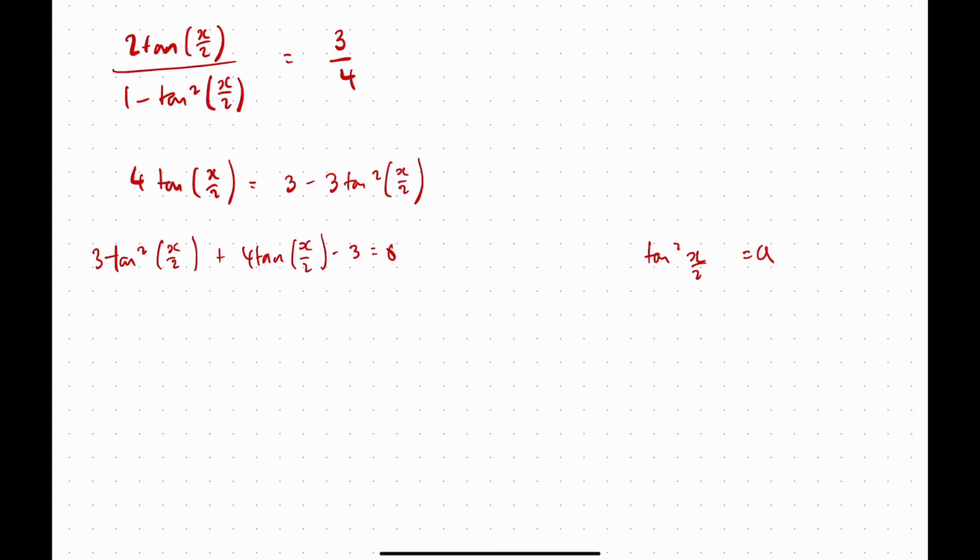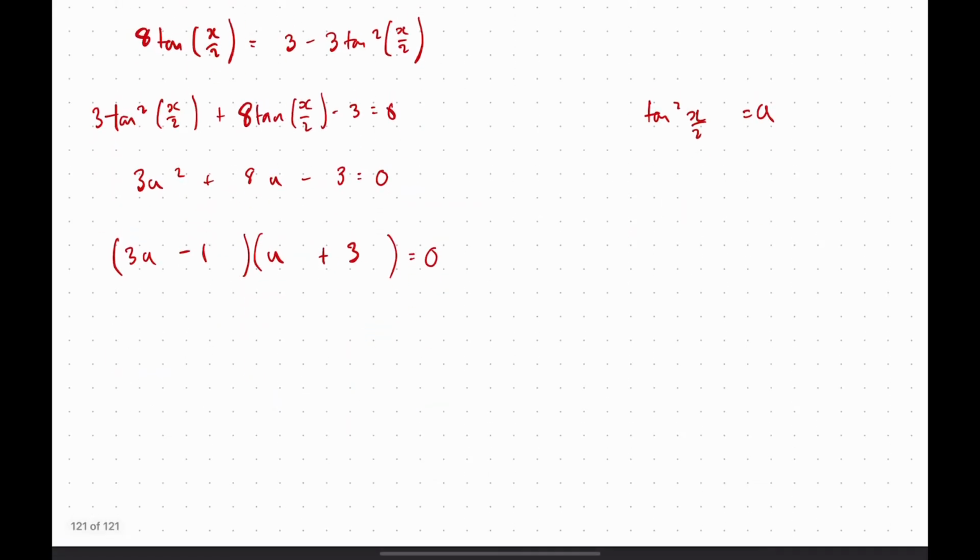I did have it as 8, and then I crossed it out to rewrite it, and then I forgot to write it as 8. Thank you. Right. So I can treat this as 3u squared plus 8u minus 3. So 3u squared plus 8u minus 3 equals 0, giving me double brackets equals 0, 3u minus 1, u plus 3. Okay, so 3 tan squared x over 2 minus 1 equals 0, or plus 3 equals 0.